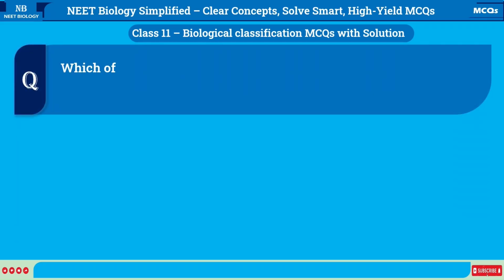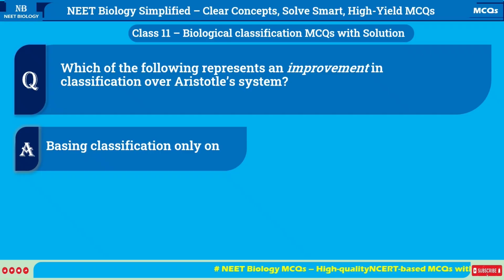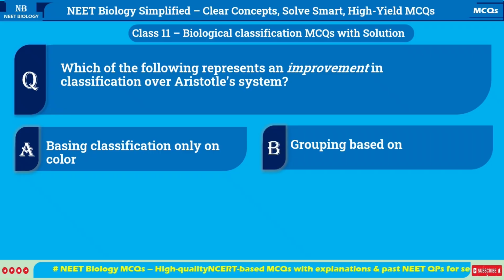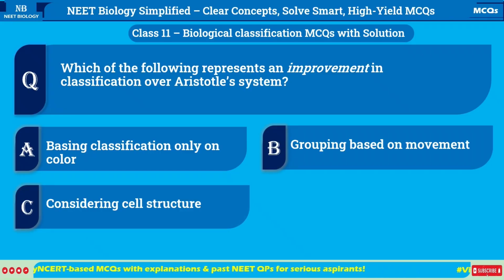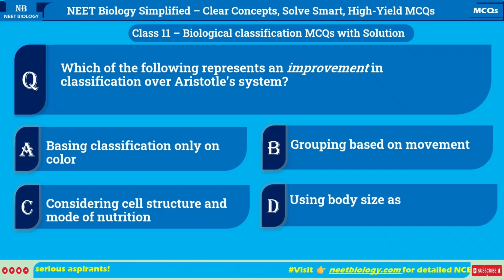Which of the following represents an improvement in classification over Aristotle's system? A, basing classification only on color. B, grouping based on movement. C, considering cell structure and mode of nutrition. D, using body size as a key.